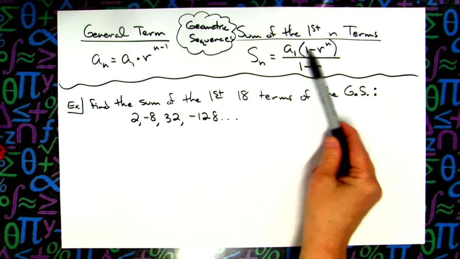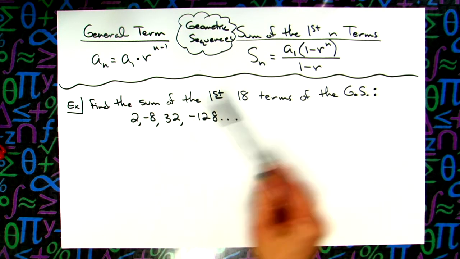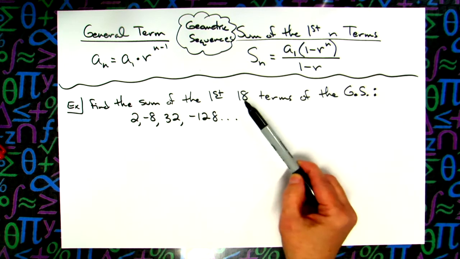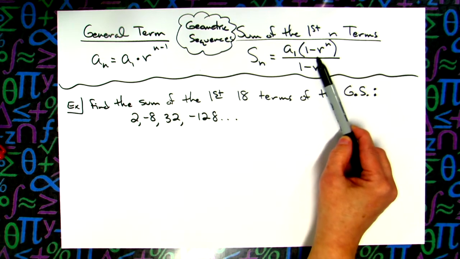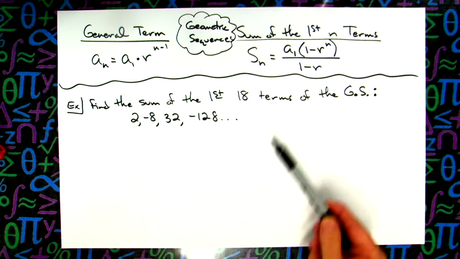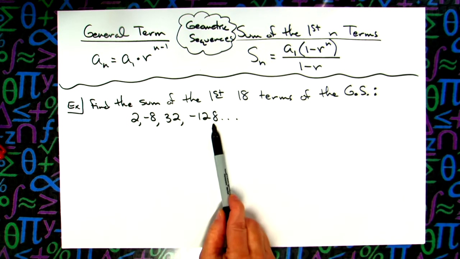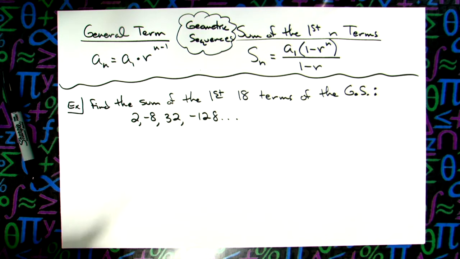Everything that I'm going to plug in, a sub 1, do I know a sub 1? Yes. Do I know what n is? n's going to be 18 terms. Okay, do I know what r is? Like, kind of, yeah, but you have to figure it out because they didn't come right out and tell you. r is the common ratio, so what did I multiply by? A -4.